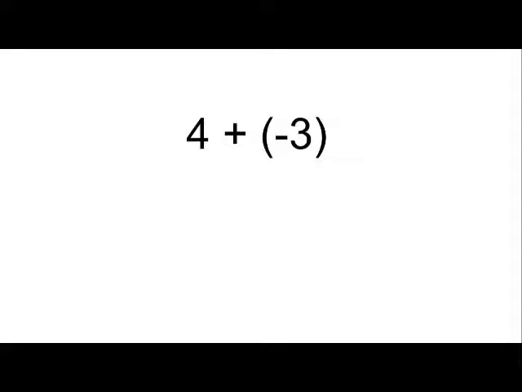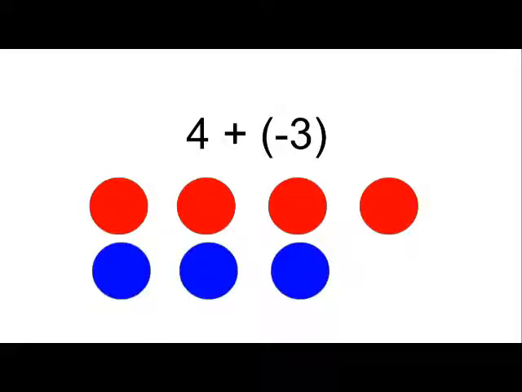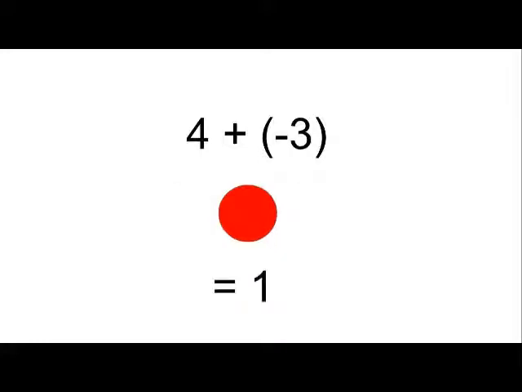Let's add 4 and -3. First of all, you represent the first number with counters. Then you represent the second number with counters and remove all the zero pairs. Finally, you count up how many counters are left. That will give you the result.